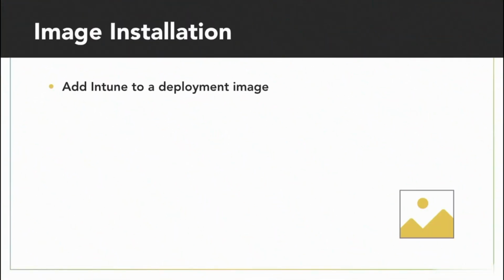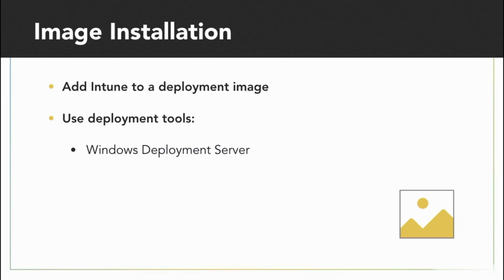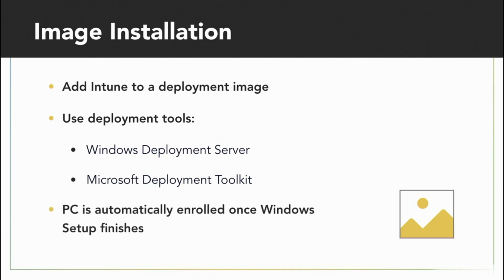The final option is to deploy the Intune client software as part of a deployment image, perhaps using Windows Deployment Server or Microsoft Deployment Toolkit. In this way, the Intune client software is ready, baked into the operating system, and the targeted computer can be automatically enrolled into Intune after Windows setup finishes.